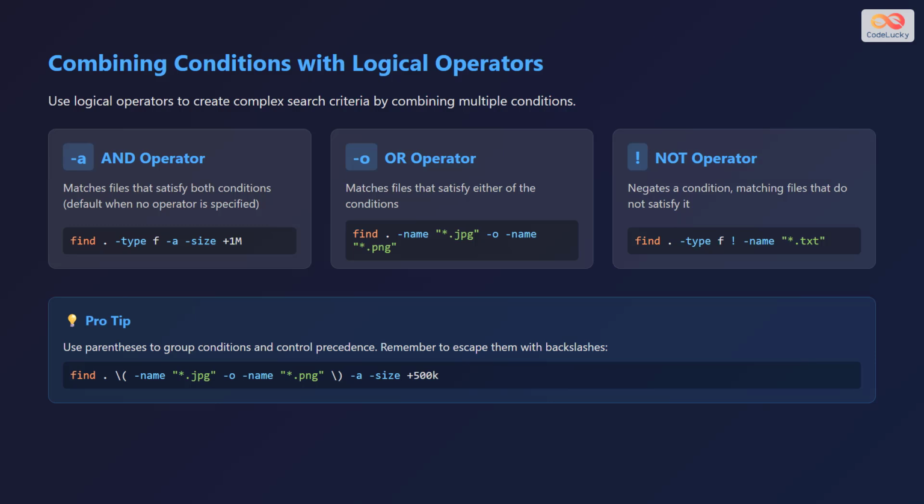Here is a pro tip. Use parentheses to group conditions and control precedence. Remember to escape them with backslashes. For example, find . \( -name "*.jpg" -o -name "*.png" \) -a -size +500k finds JPG or PNG images that are also larger than 500 kilobytes.